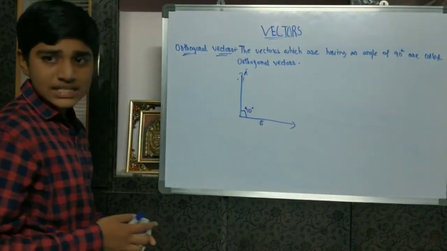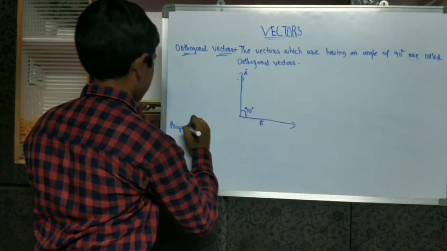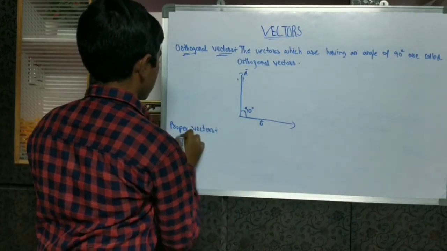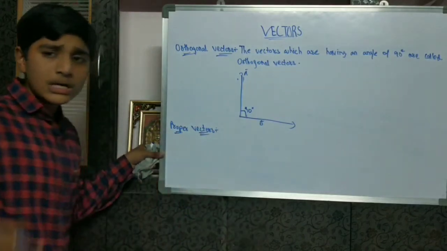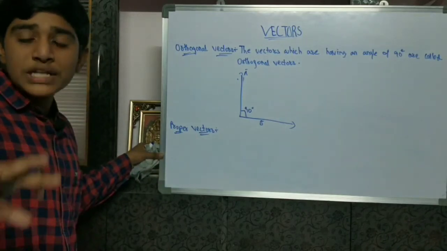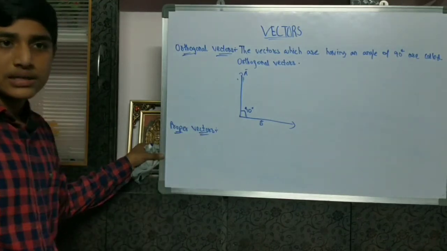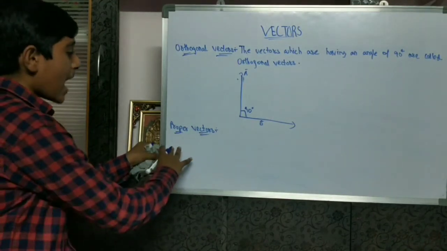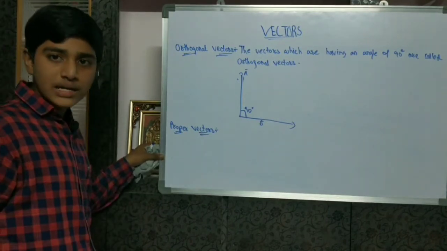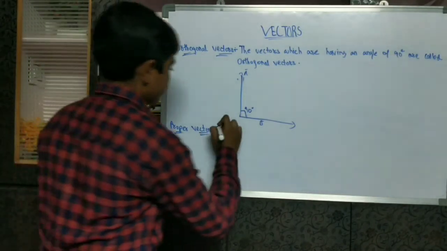And the next one is proper vectors. What is meant by a proper vector? The vectors which have non-zero magnitude are called proper vectors. That means their magnitude should not be zero. It should be more than zero, right? This type of vectors are called proper vectors.